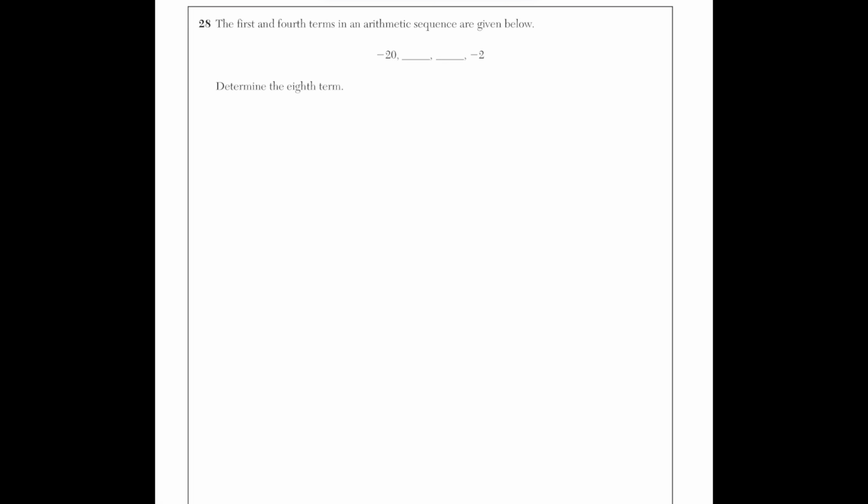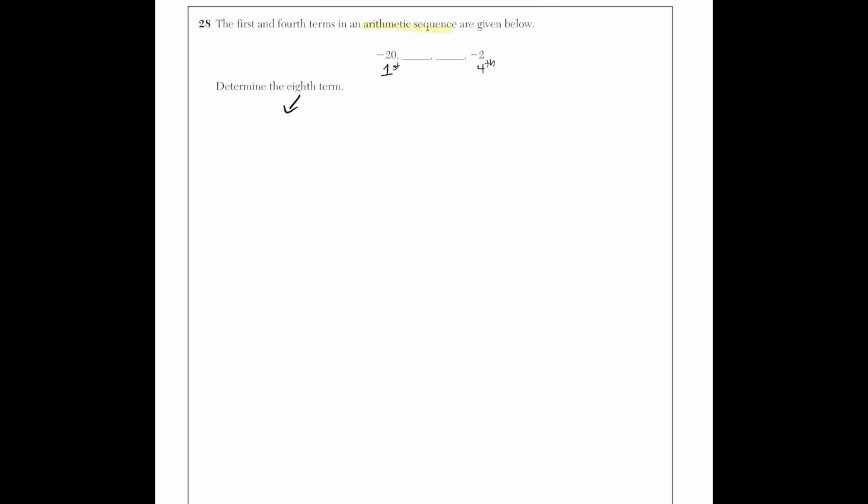All right, for number 28, we have a sequence. It is an arithmetic sequence, meaning there's a constant. I'm adding a number, either positive or negative, but I'm adding the same amount constantly. Okay, and we know the first term and we know the fourth term. They're only giving us the first number and the fourth number. That's all we got. But we need to determine the eighth number.